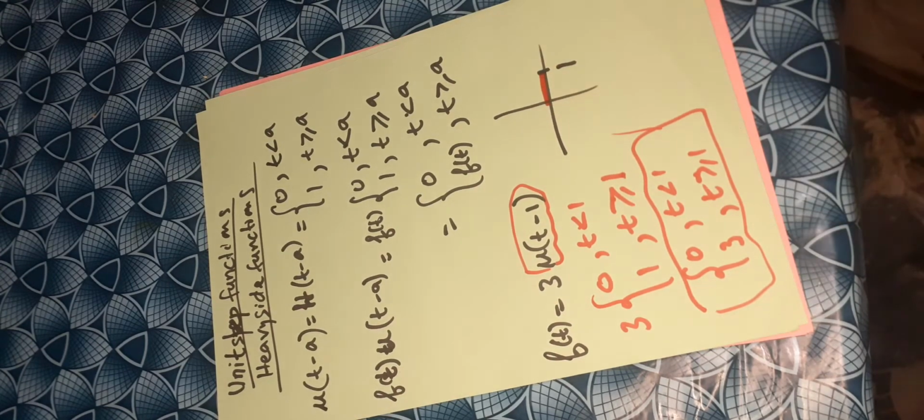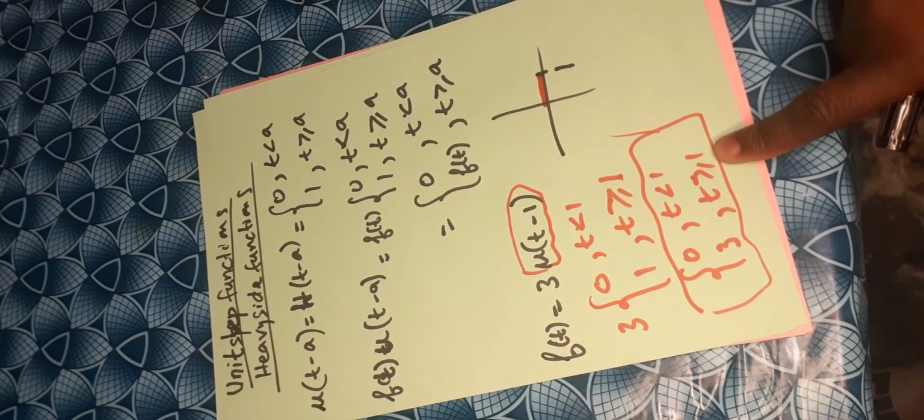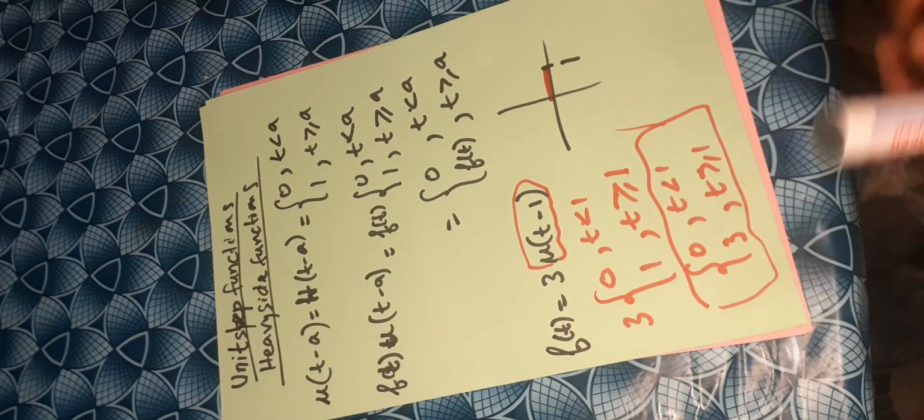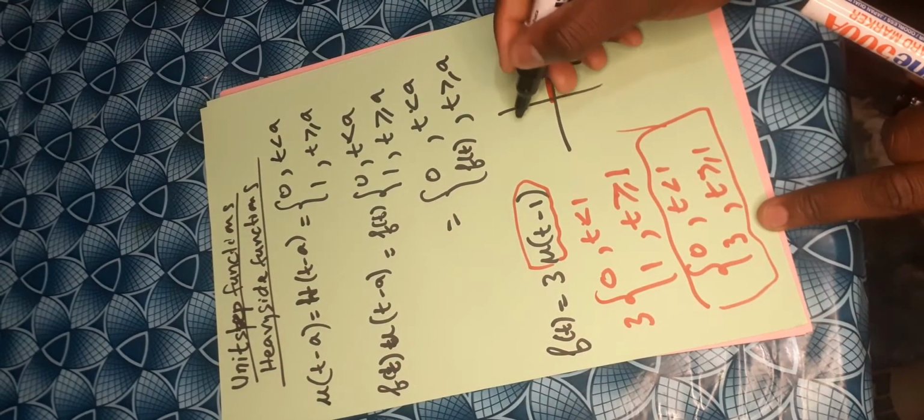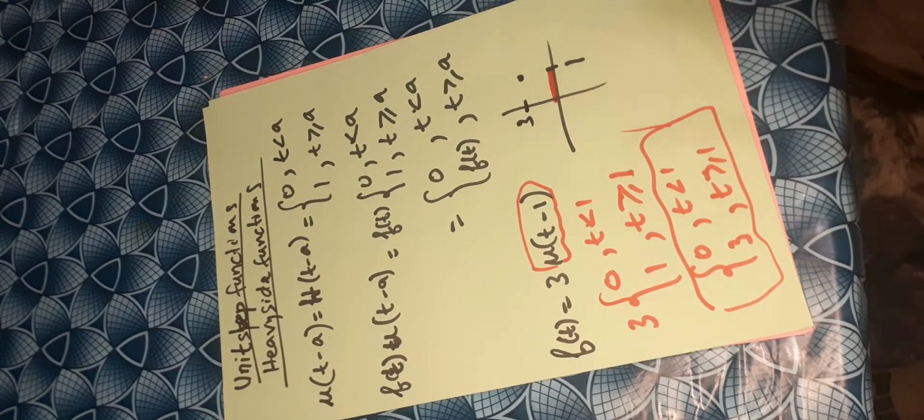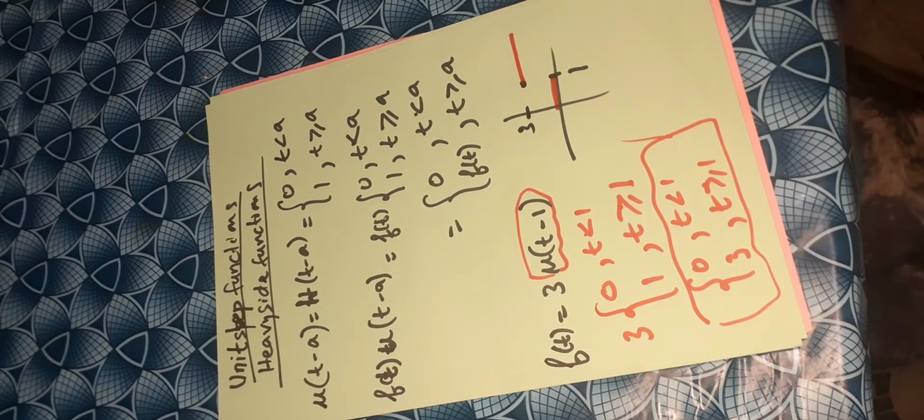So it's right there. And then when it reaches 1, what happens? Look at now. When t equals 1, then our function equals 3. So I'm going to be right here. You see that jump? There we go. All right.